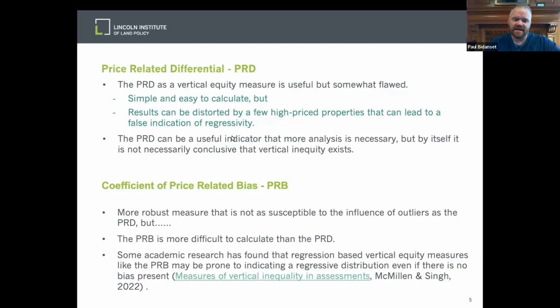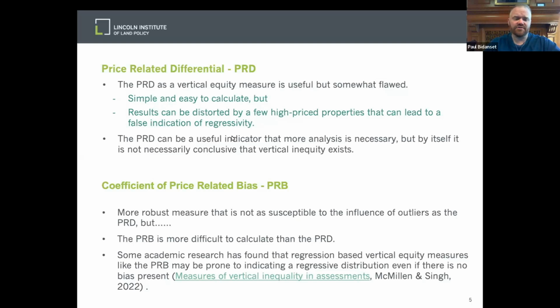So on the positive side, it is simple and easy to calculate. However, the results produced from this test can be distorted just from a few high-priced properties, which can lead to a false indication of regressivity. The PRD is a useful indicator, but typically requires more analysis to get a more accurate read on whether or not the assessor is achieving vertical equity.